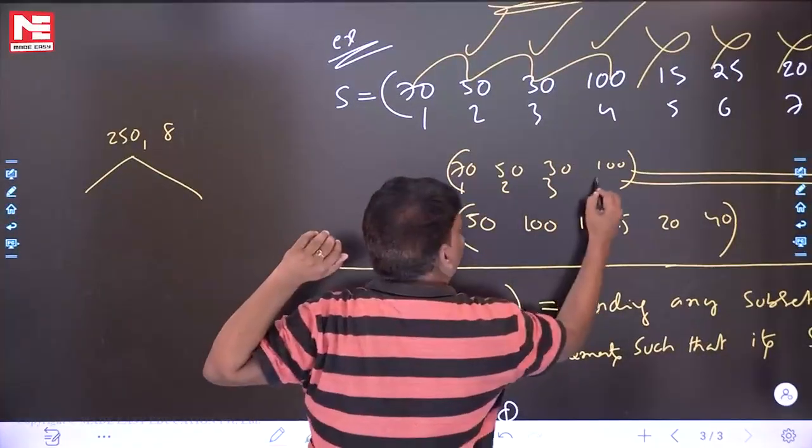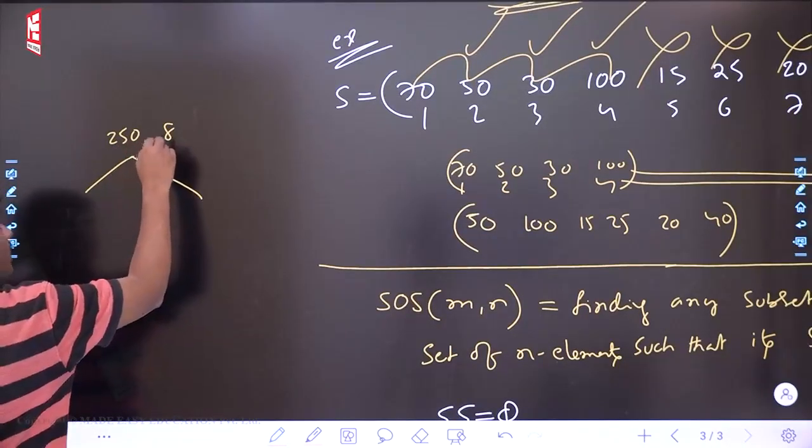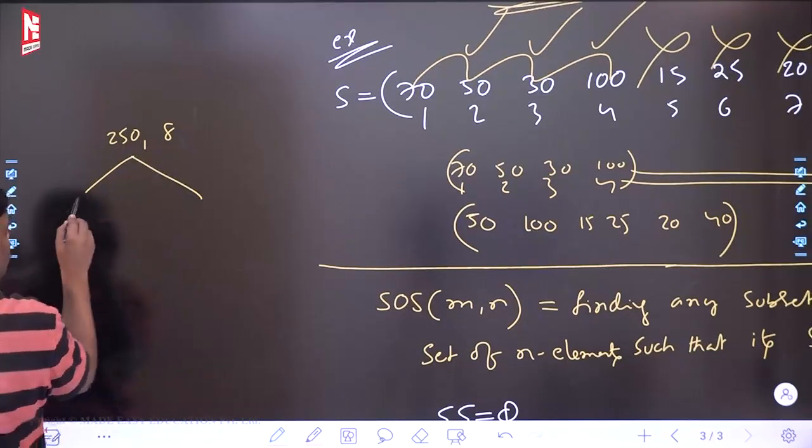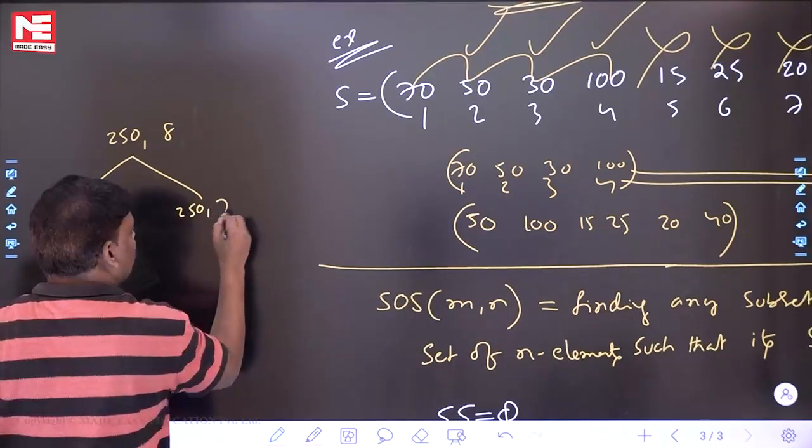1, 2, 3, 4. Right? See this one. This is the 8th element. 250 is the sum you want, and you are at the 8th element. You may take, you may not take. Suppose taking is this, not taking is this. What is the answer? If you don't take, 250 comma 7.